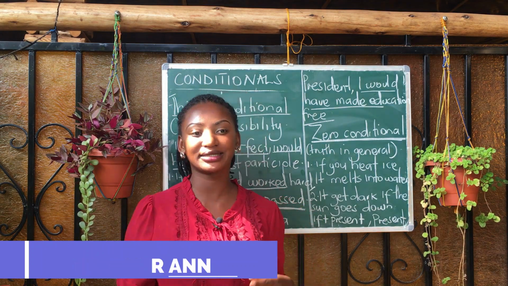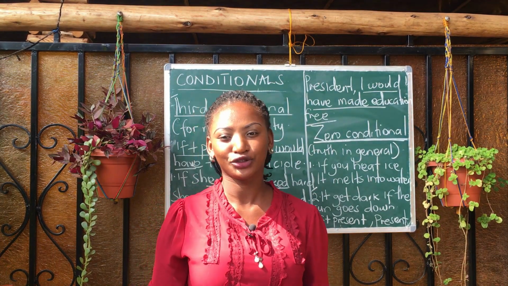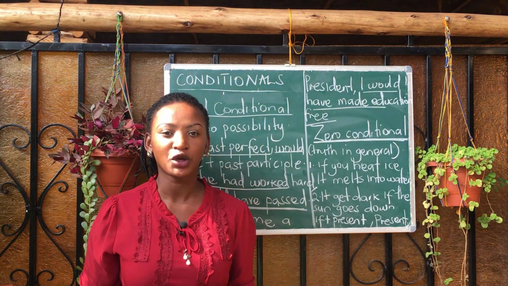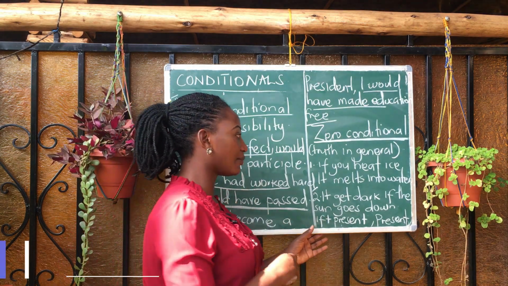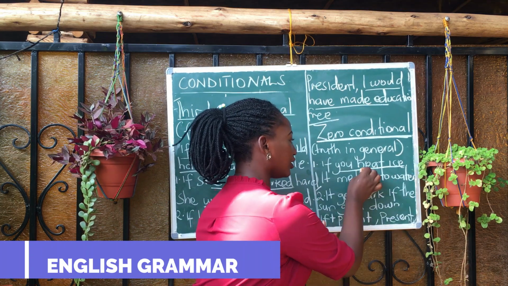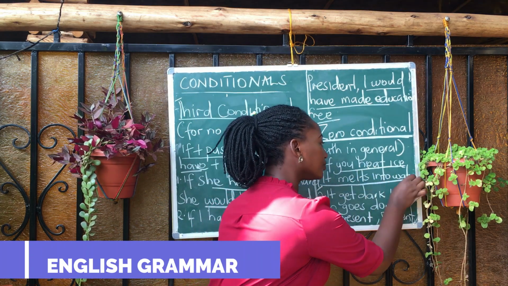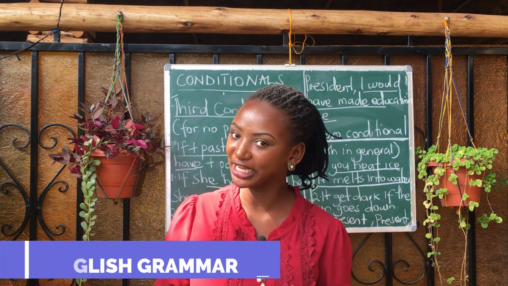We are looking at the truth in general. We are looking at the habits that you always do, that you follow. We are looking at certainty, truth in general. As example one, if you heat ice, it melts into water. For zero conditional, we are always talking about truth in general.